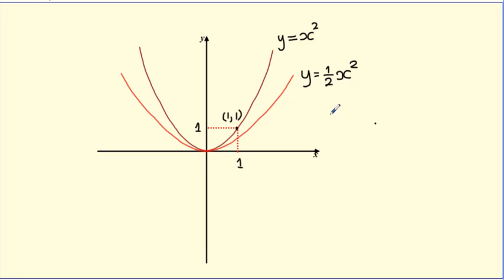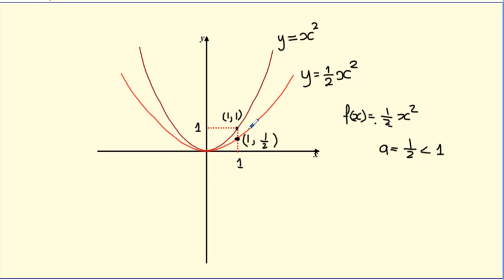But now if we take the function f(x) equals half x squared, in this case you see here that our a is equal to half, and that is less than 1. And then you see that at 1 now, the point on the graph will be (1, half), which means the graph is lower, which means this coefficient, a half, slows down the growth of the function. Where it was supposed to be 1, now it is half.